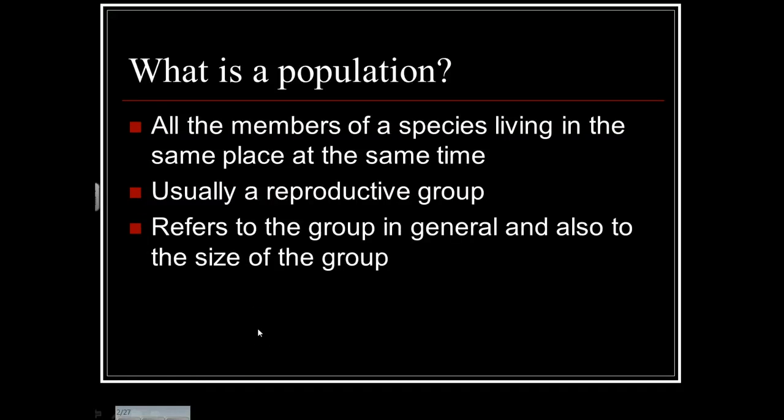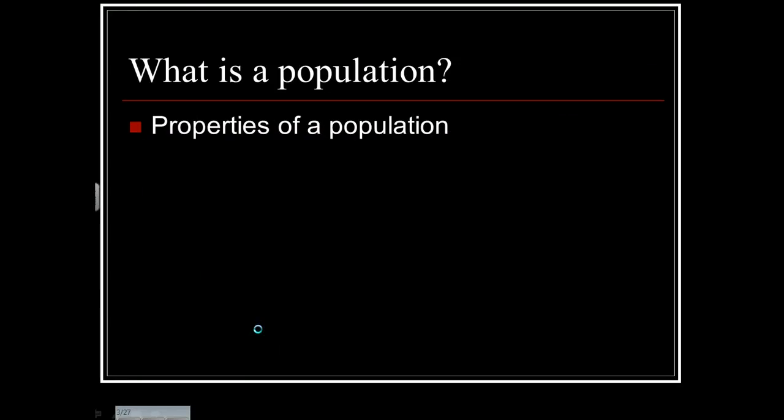Okay. When we talk about the word population, we're talking about the group in general, and of course, the common use of the word population refers to the size of the group. But remember, because we're looking at this from an environmental science point of view, we sometimes don't just talk about the size. We're more concerned about what the species are, and where are they, and when are they there. Let's take a look at the properties of a population.